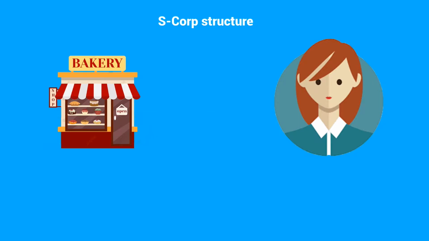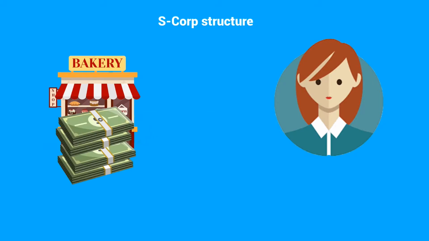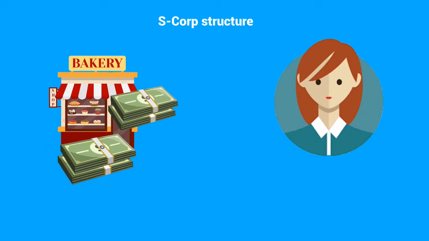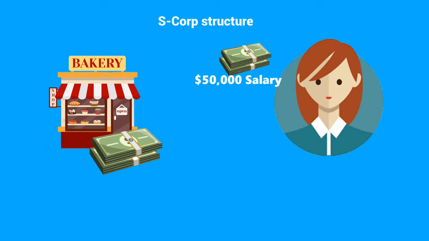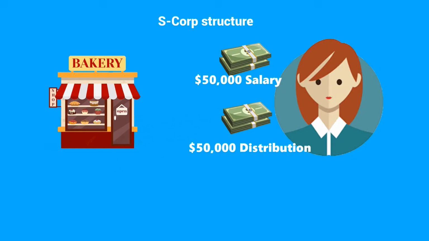Here's how it works. Let's use the same example and say your company profits were $100,000 and you paid yourself $50,000. So you would pay federal tax on that, state income tax, as well as the 15.3% for Social Security and Medicare. Now, here's the beauty. The remaining $50,000 would be treated as a distribution to you, and you would only pay federal and state income tax, but no self-employment tax.